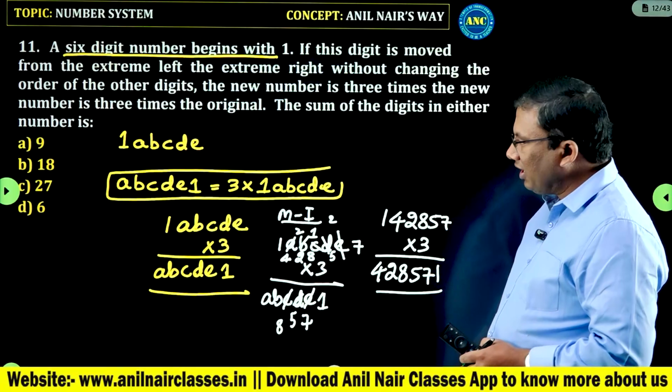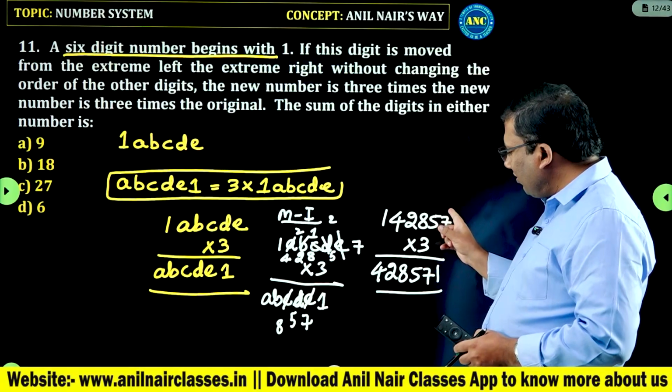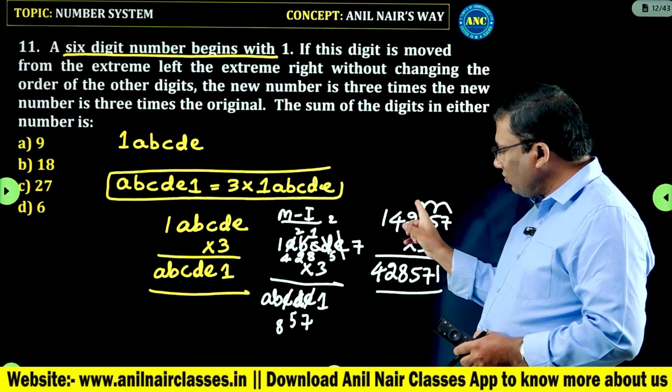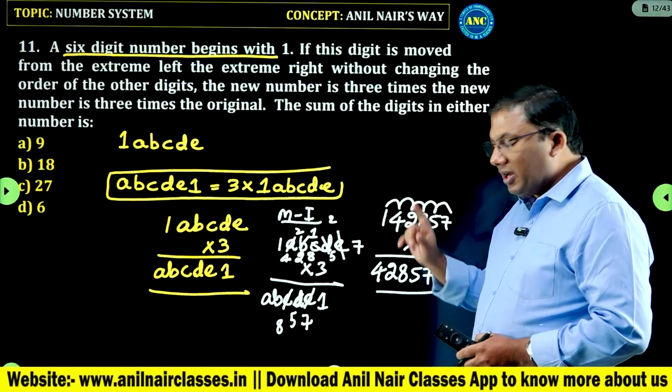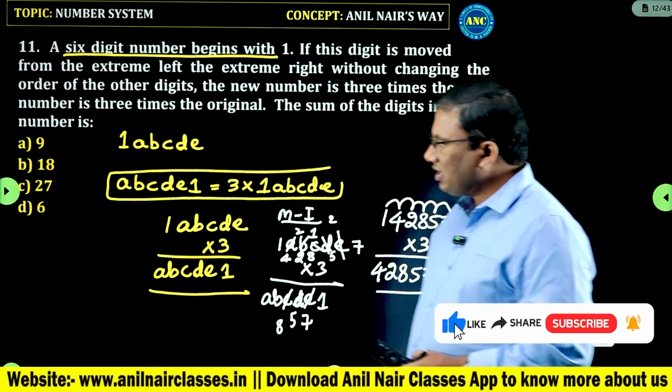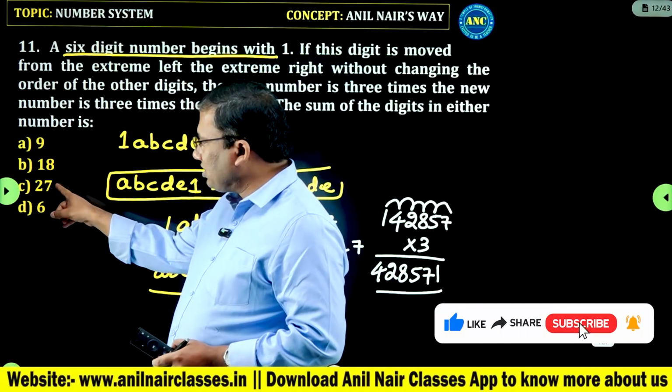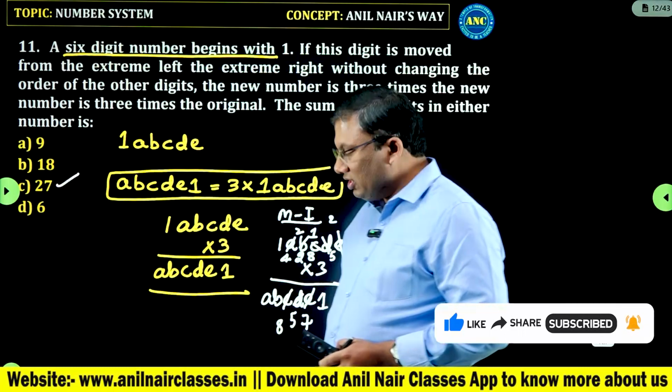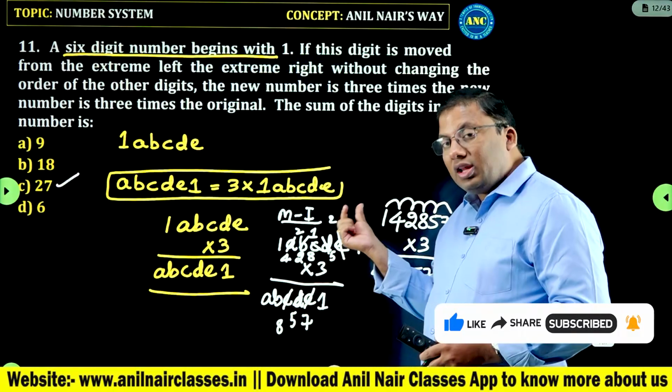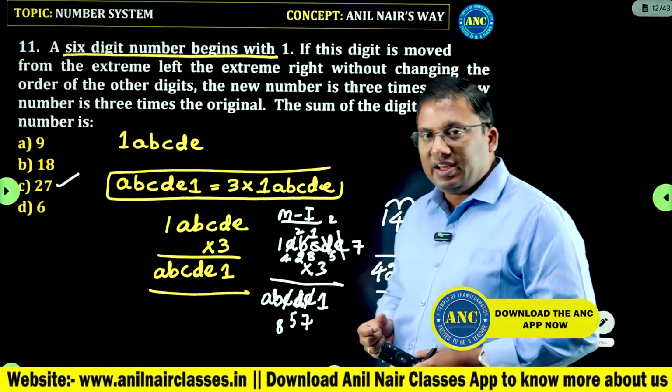142857. Now listen carefully. Sum of the digits: 7 plus 5, 12, 20, 22, 26 plus 1, 27. The answer for this question is 27, decoding all the values of A, B, C, D and E.